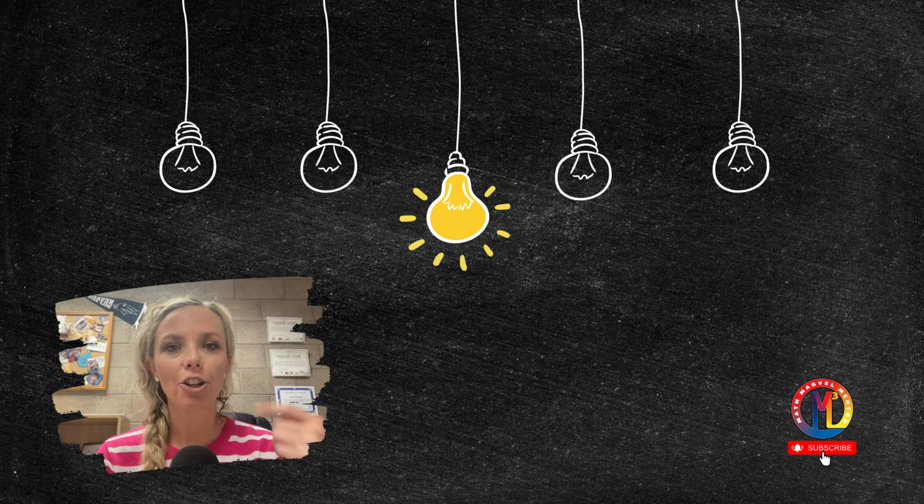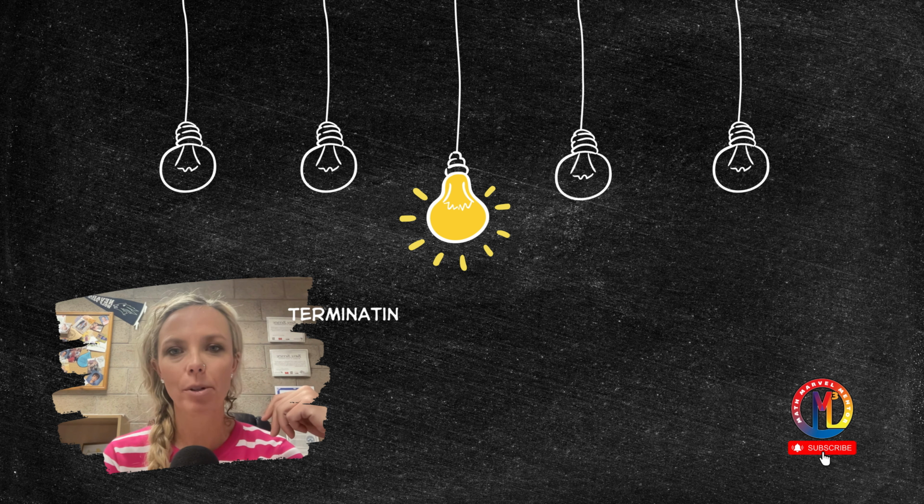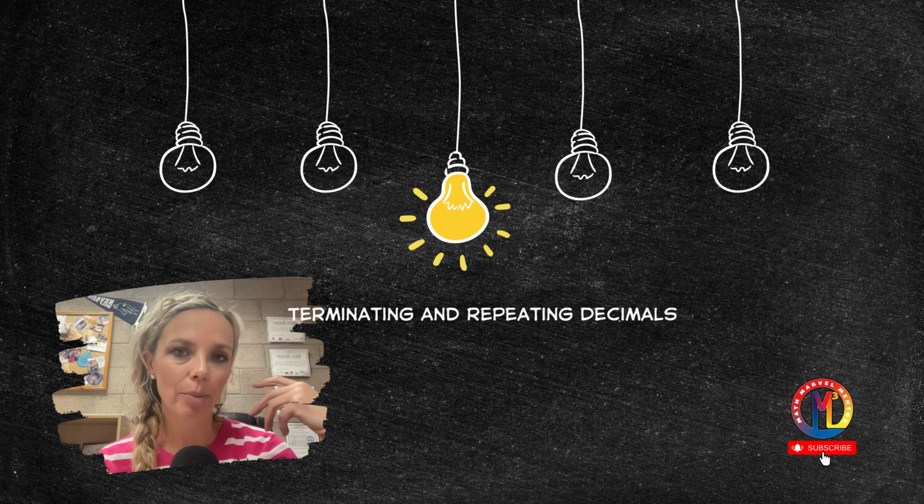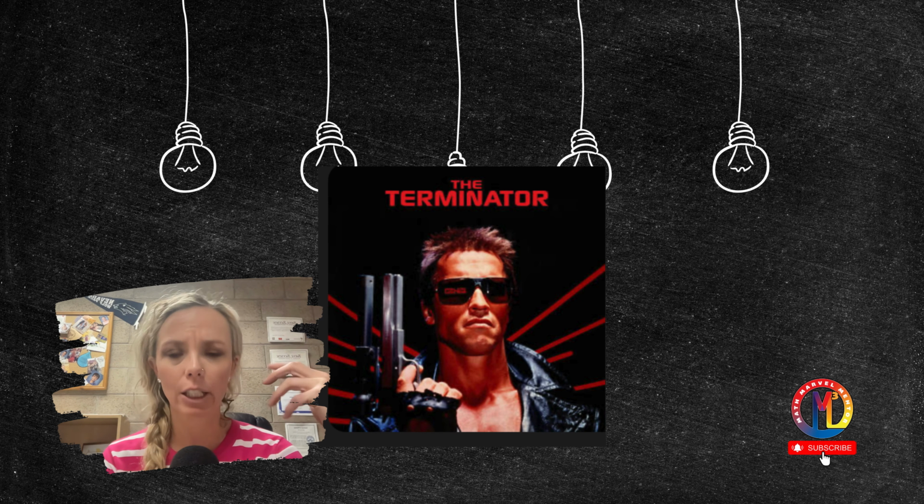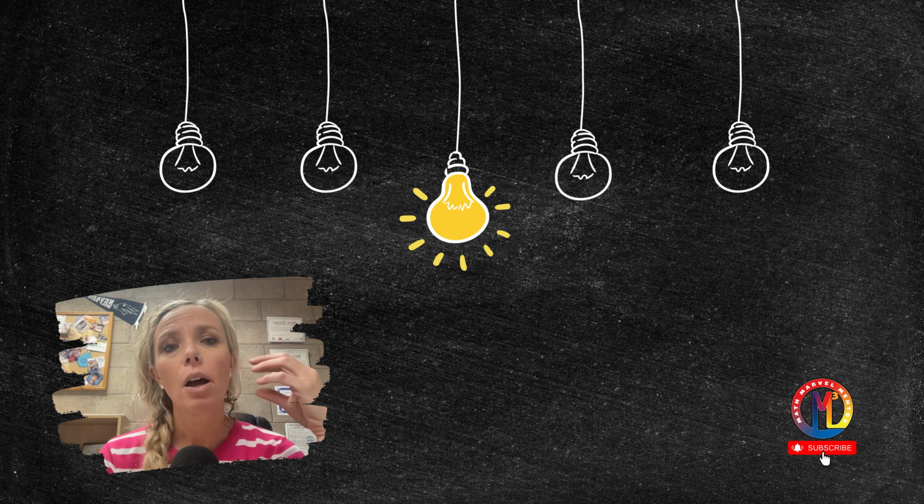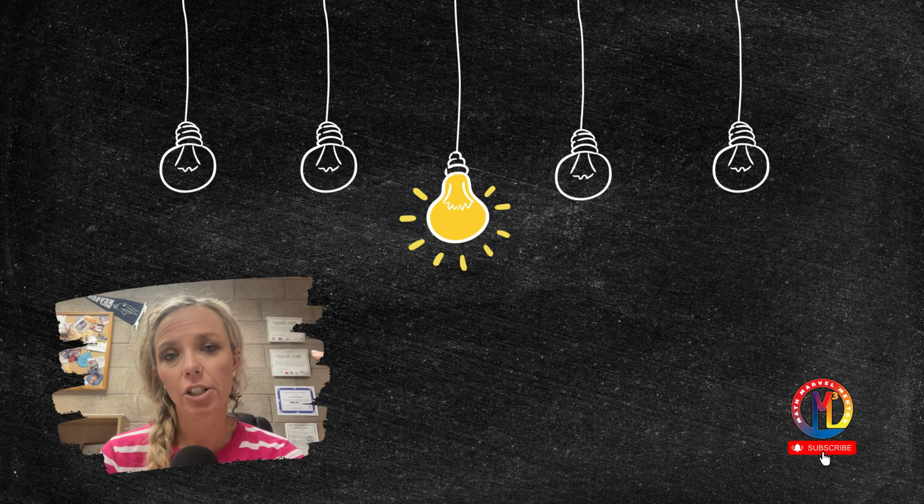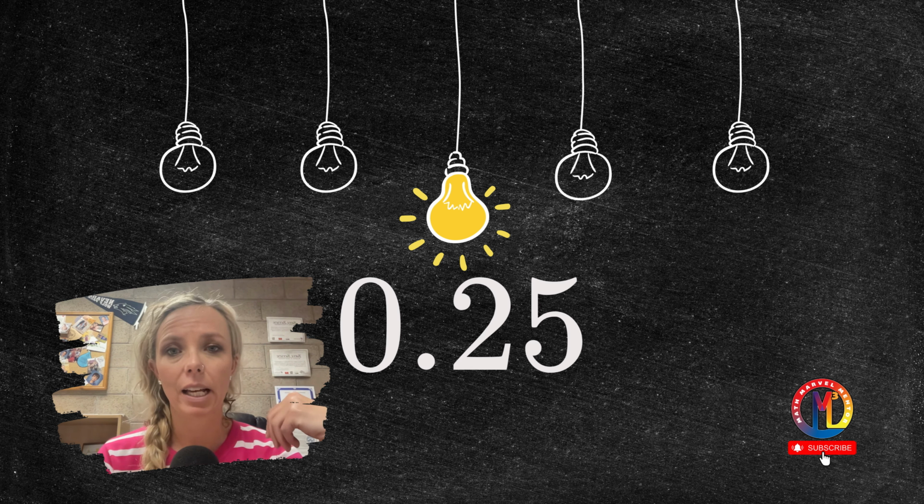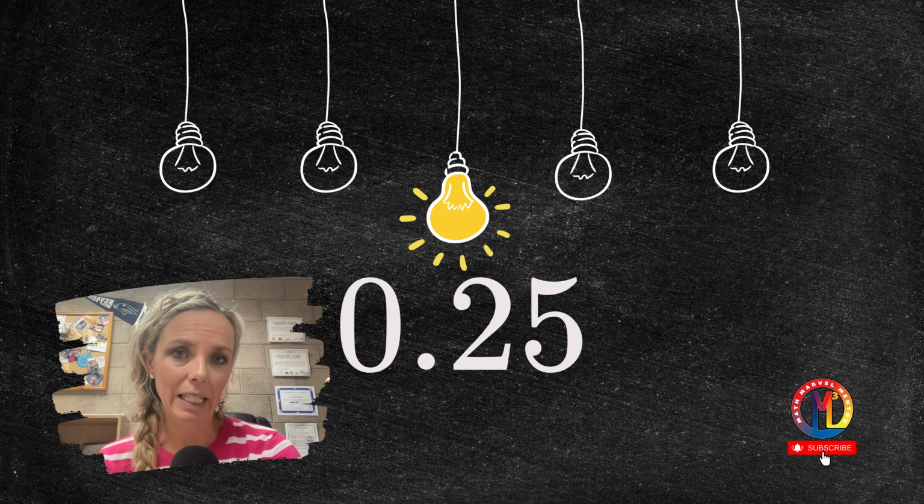Now we're going to look at terminating decimals and repeating decimals. A terminating decimal is a decimal that terminates. To terminate, you can think of like the Terminator, is to put an end to or make something stop. So terminating decimals are simply decimals that stop. Like if I said 25 hundredths, 0.25, there's no more decimals going, it stops. It's a terminating decimal.